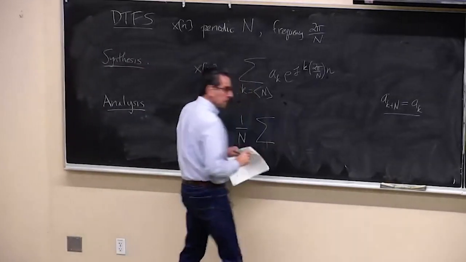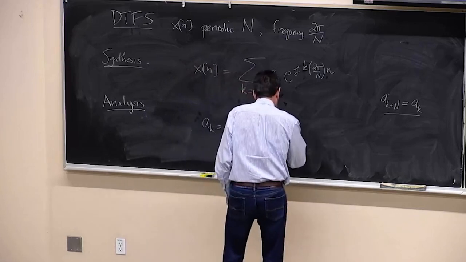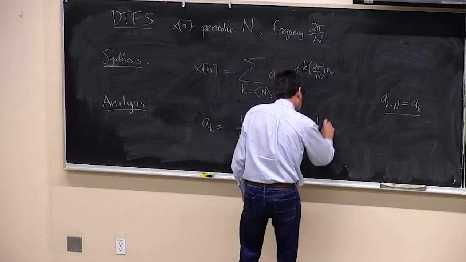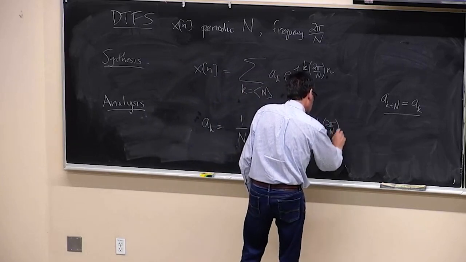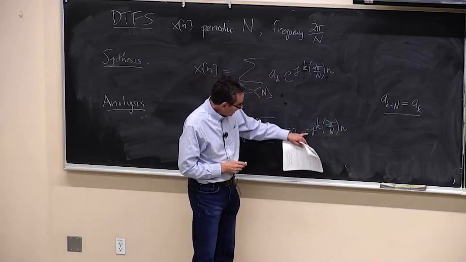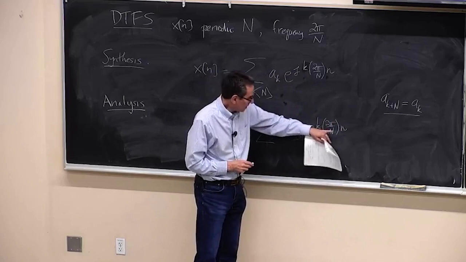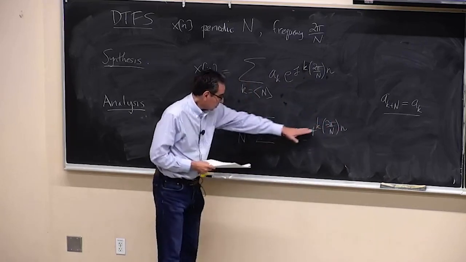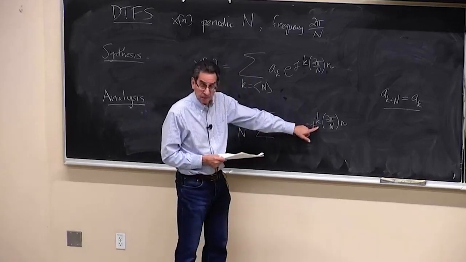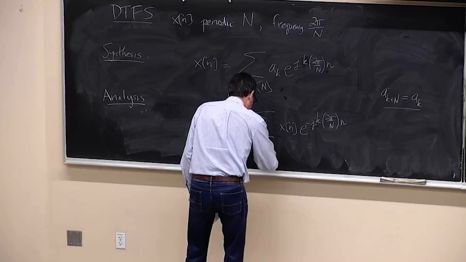which sort of resembled the analysis equation that we had for the Fourier series in continuous time. We take our samples of our signal, x of n, and multiply by e to the minus jk 2 pi over capital N, so e to the minus jk omega naught n. This is when we're trying to find a sub k, the kth coefficient, so there's where that index of the coefficient comes in, and we sum over one period of the signal.